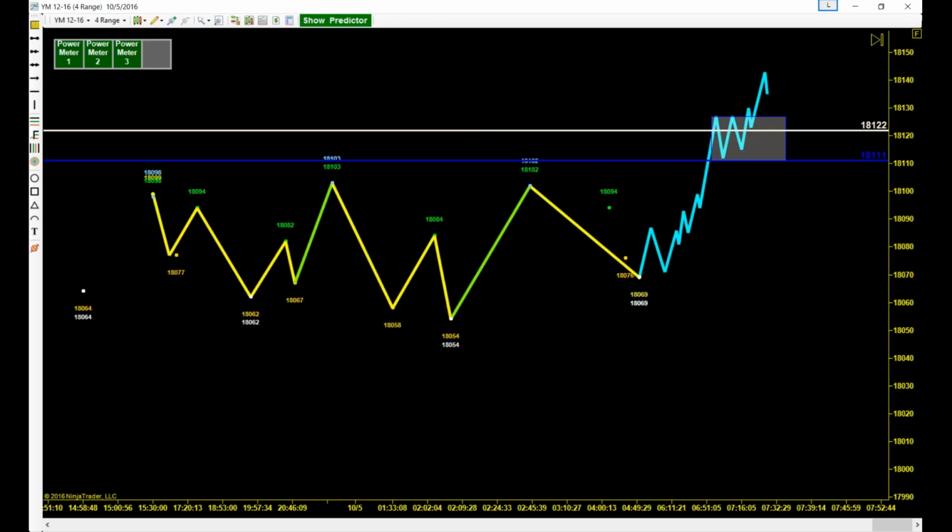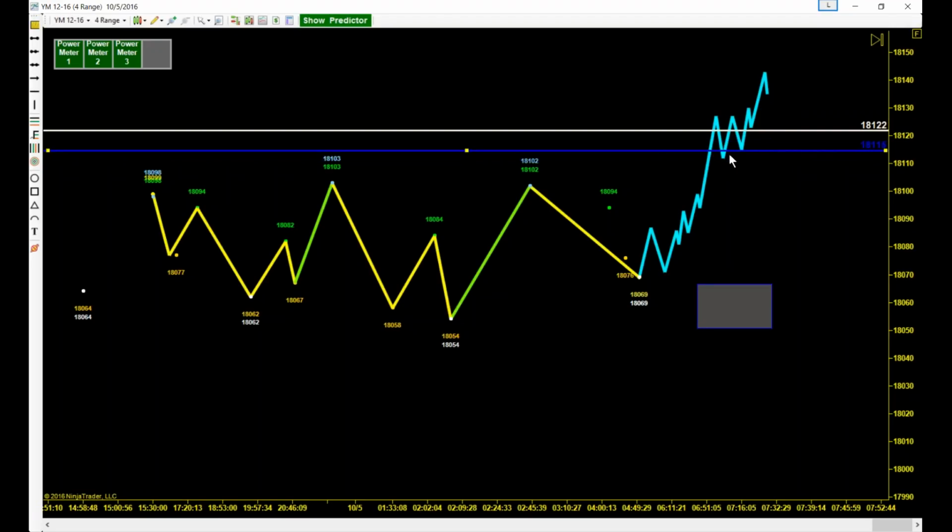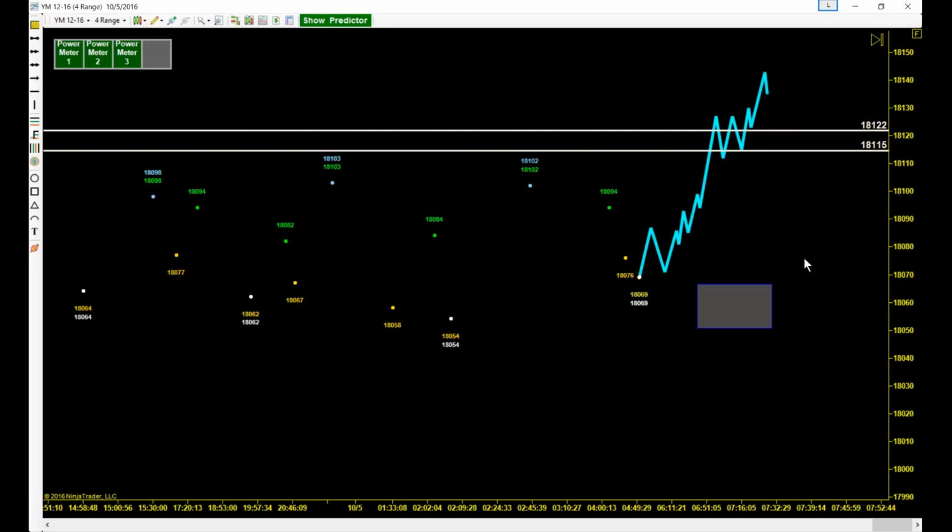Now, usually if I've got one that's a couple of ticks down from that, like this one here, which is actually 18,115, let's just get rid of that line and I'll redraw it. 18,115. Now, I would have to make a choice in real time. Do I want to trust this one or do I want to trust this one?